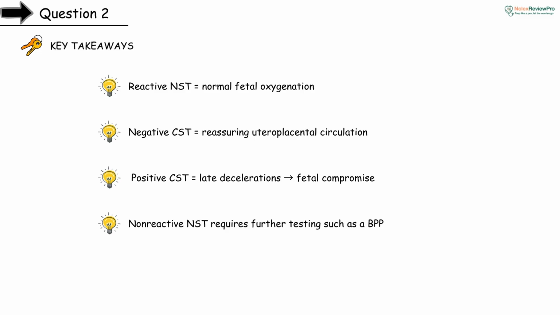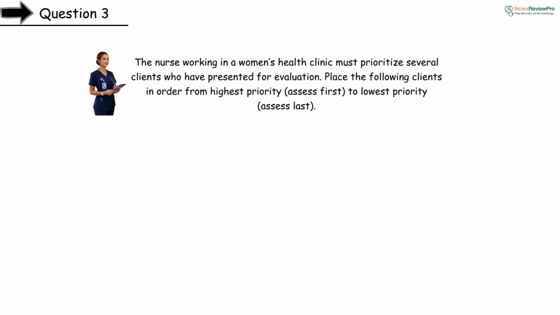Now let's build on this concept in the next question. Question 3. Ordered response. All right, let's break this down. We have multiple clients presenting to a women's health clinic, and the nurse needs to decide who to assess first. So this is a prioritization question. And the question is asking, place the following clients in order from highest priority to lowest priority.